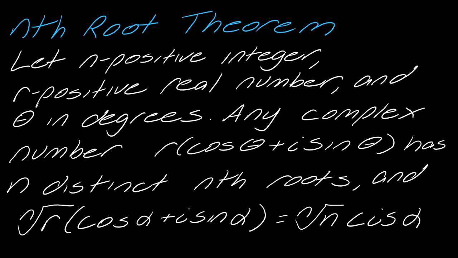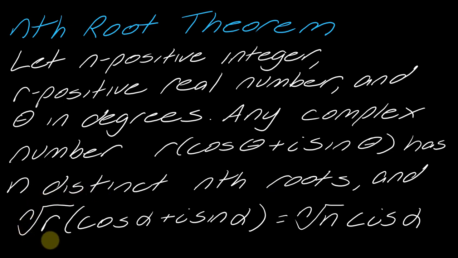And there's a couple of pieces to this. We let n be some positive number, r is a positive real number, and then theta is something in degrees. Actually, it doesn't have to be in degrees. It could also be in radians. So if I have a complex number, then that complex number will have n distinct nth roots. So you can choose whatever you want for your n. This is kind of the crazy part.